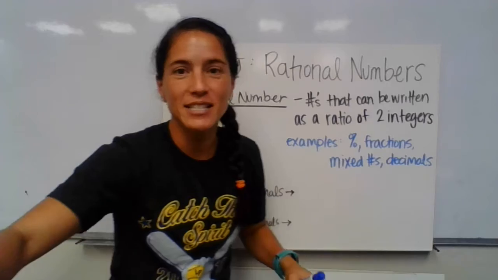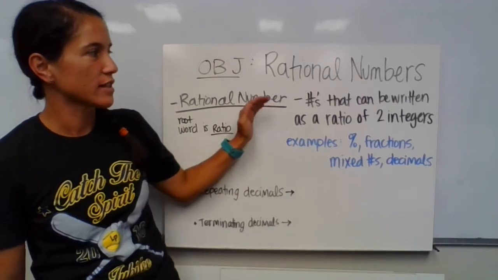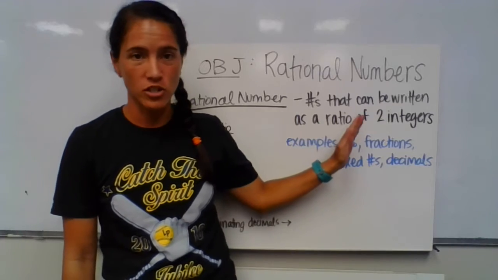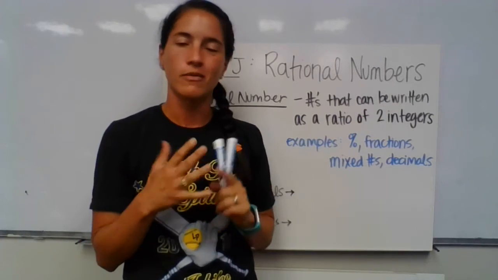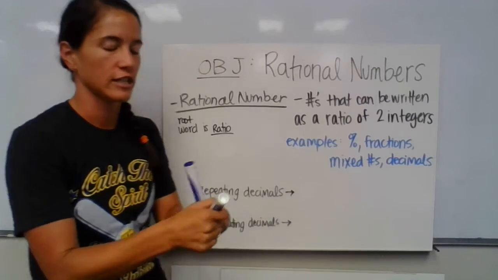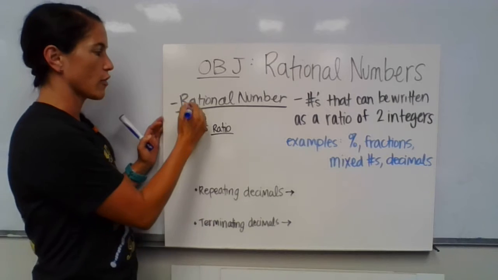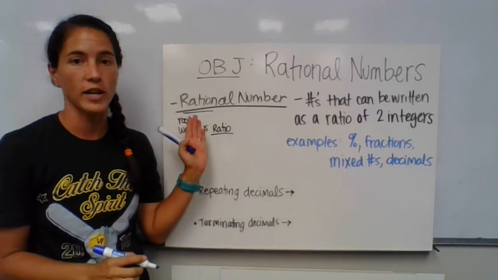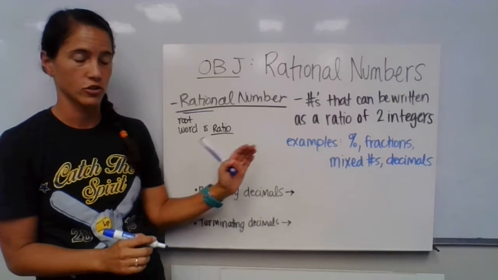Hey y'all, today's objective is rational numbers. And a rational number is a number that can be written as a ratio of two integers. Integers are positive or negative whole numbers. We're not talking about decimals in a fraction. And in this ratio, we're talking about two integers. The root word of rational is ratio, so that should make sense. A number that can be written as a ratio of integers.